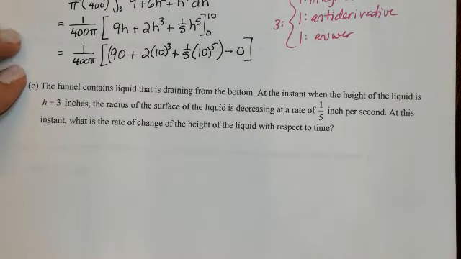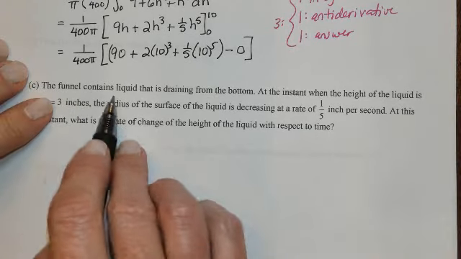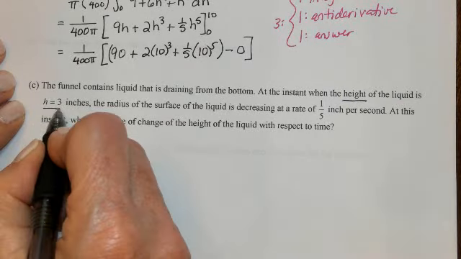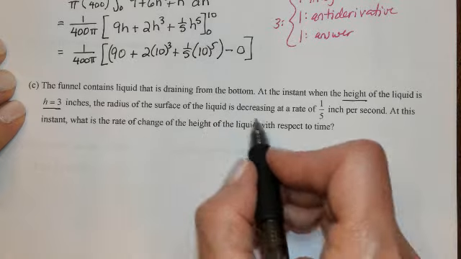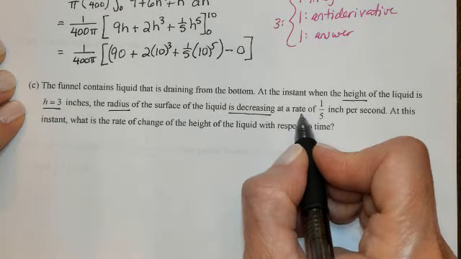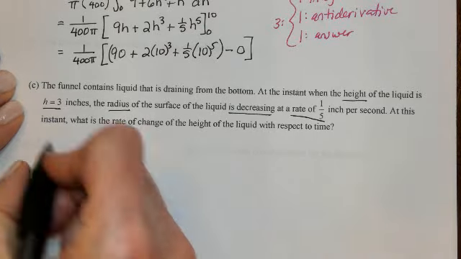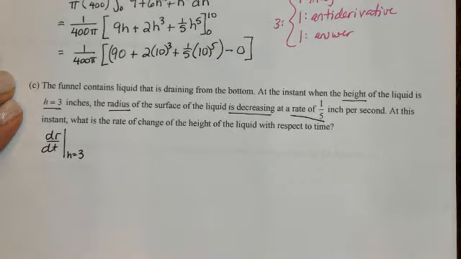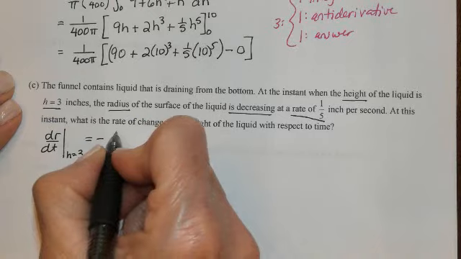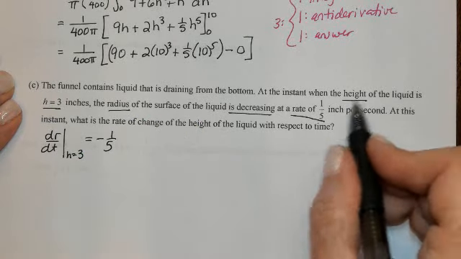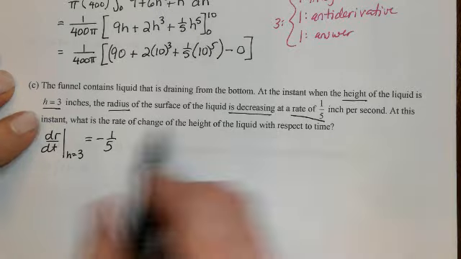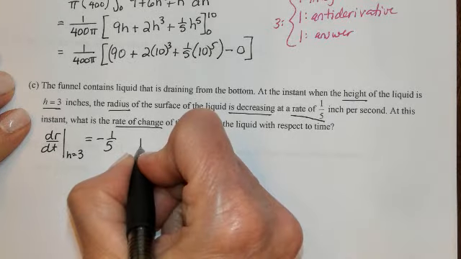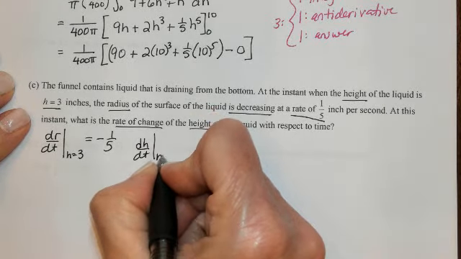Okay, let's take a look at part C. In part C, it says, the funnel contains liquid that is draining from the bottom. At the instant when the height of the liquid is h equals 3, the radius of the surface of the liquid is decreasing at a rate of 1/5. They're telling me dr dt at h equals 3, when the height is 3, is equal to negative 1/5. The units will be inches per second. At that instant, what is the rate of change of the height with respect to time? So we're asked to find dh dt at that instant when h is 3.